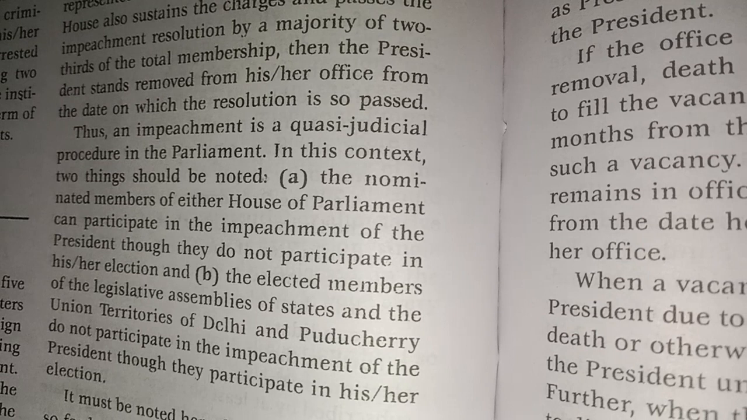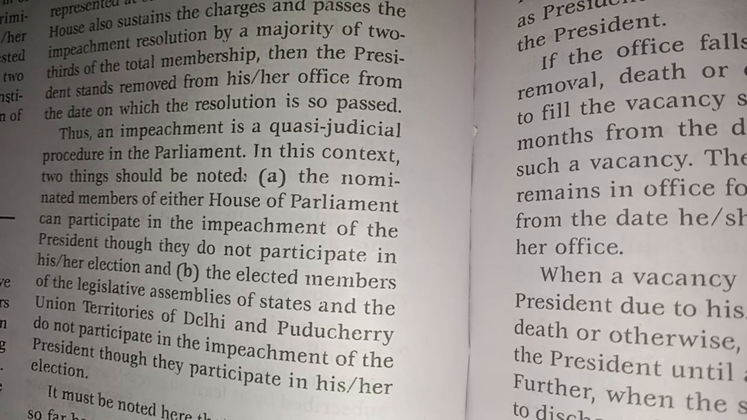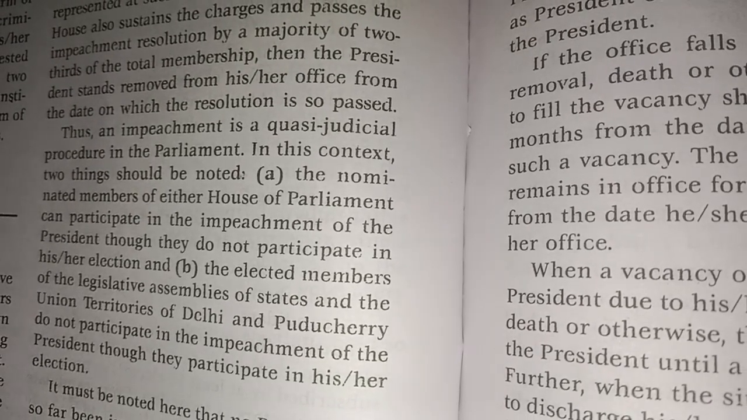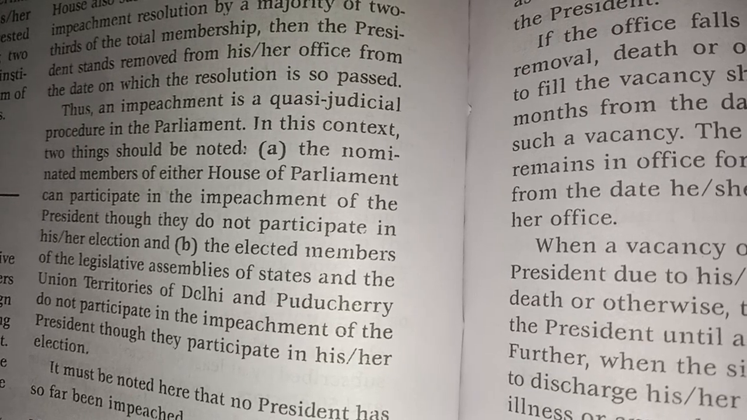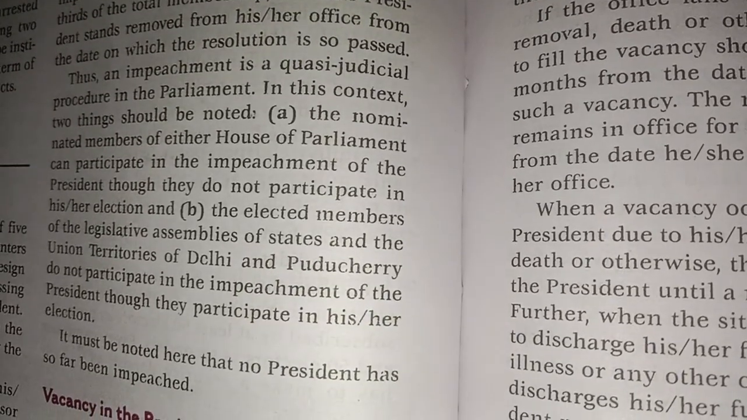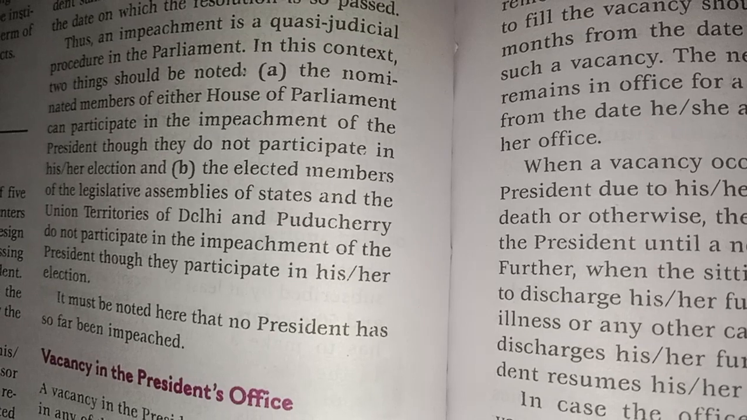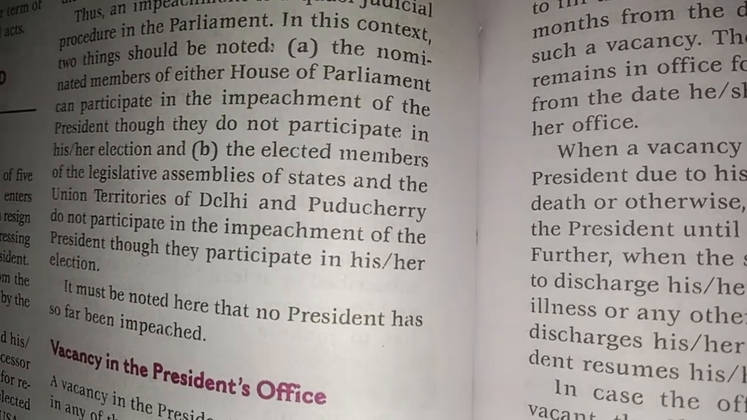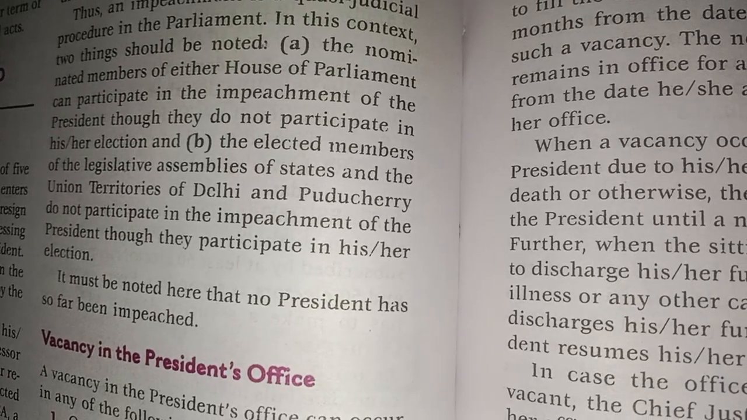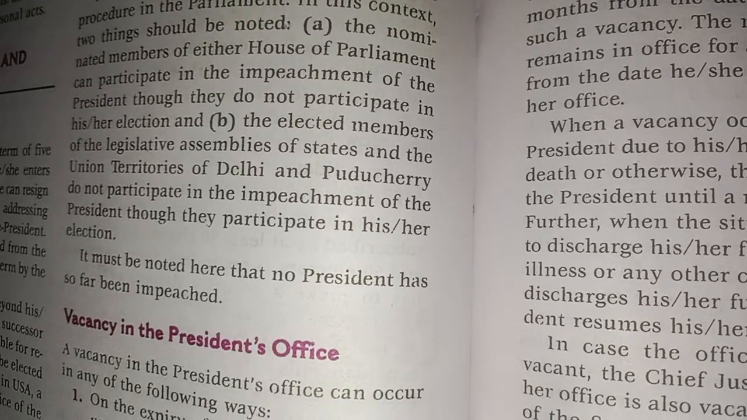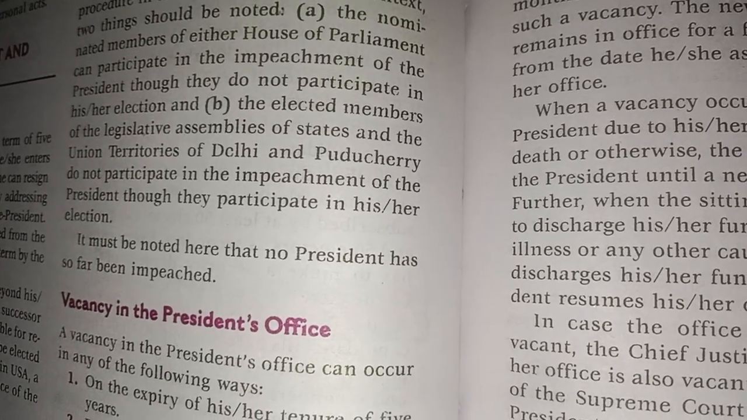In this context, two things should be noted. A. The nominated members of either house of the Parliament can participate in the impeachment of the President, though they do not participate in his or her election. B. The elected members of the Legislative Assembly of the states and the Union Territories of Delhi and Puducherry do not participate in the impeachment of the President, though they participate in his or her election. It should be noted that no President has so far been impeached.